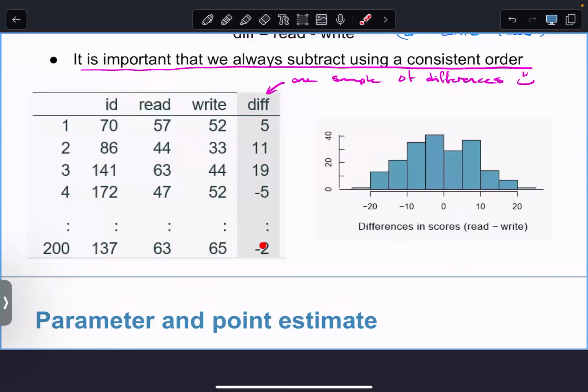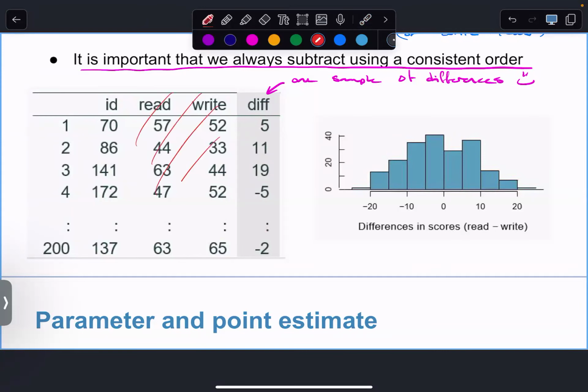In fact, once you have the differences, you can pretend that this doesn't even exist anymore. It does, but you can delete it, right? And so that's kind of nice. Maybe I shouldn't put it so harshly there. So I have 200 differences in this case, and that's my n diff.